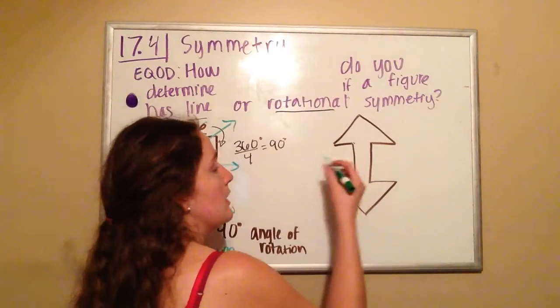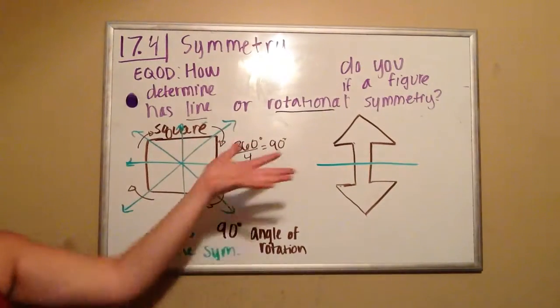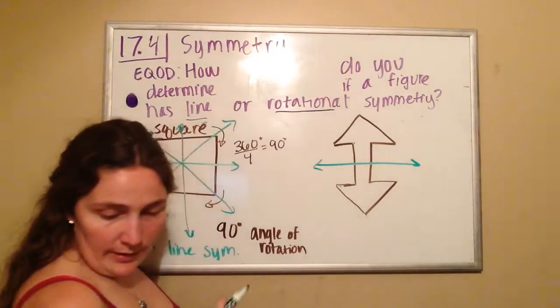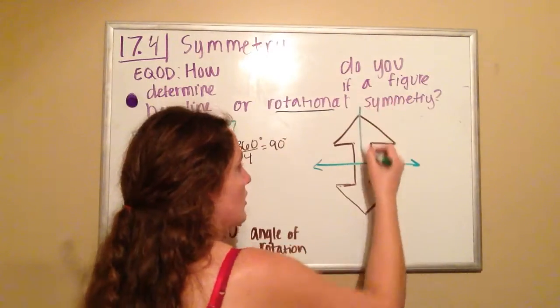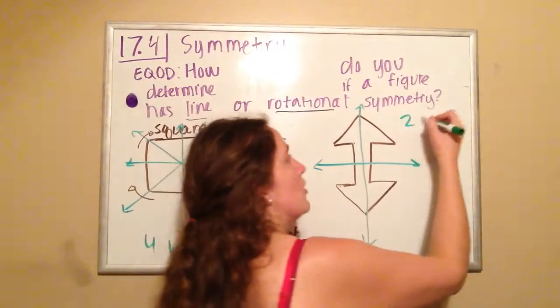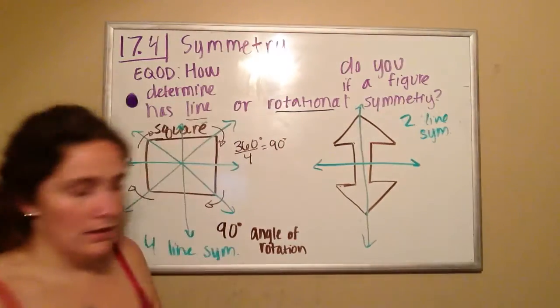Okay, well we could cut it in half right there. Fold it in half, it's going to look the same, or reflect it across that line. Okay. Can't do any diagonals or anything like that. But we could also cut it like this. So this one has two line symmetries.